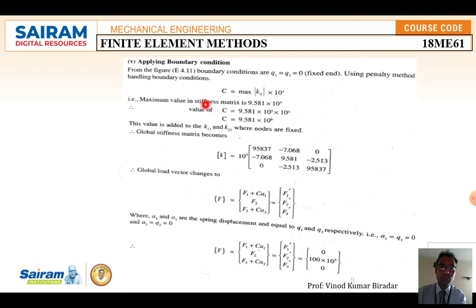In the penalty method, use this formula and observe the maximum value in the global stiffness matrix, multiply it into K as e, and you have to calculate the C value. This C value you have to add wherever fixed nodes are there and simplify. Along with this, you have to add it in the force also. Okay, so this is the procedure.